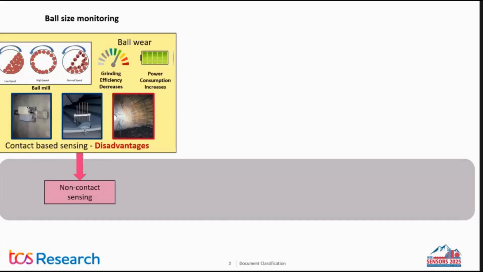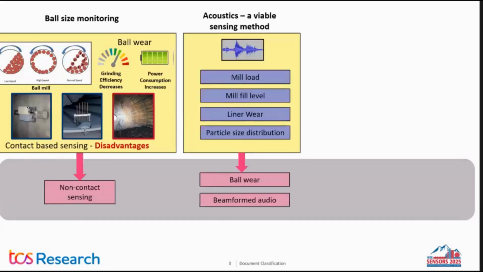Now, there are contact based sensing methods such as accelerometers and probes. But the issue with contact based methods is that the manufacturer may not allow you to attach a sensor to the structure of the machine because it may void the warranty. Moreover, maintenance and replacement of such sensors becomes a cumbersome process and will again result in unnecessary downtime. So we move on to non contact sensing, that is, sensing from a distance. Now, acoustics is a viable non contact sensing method.